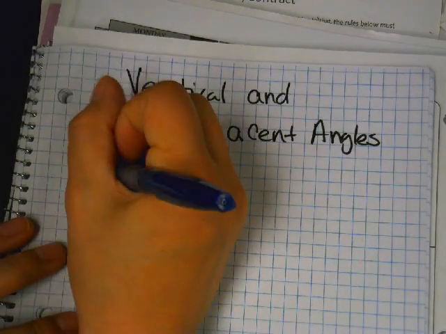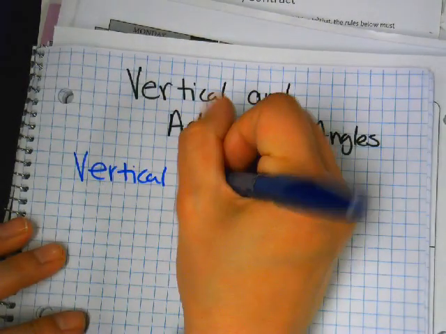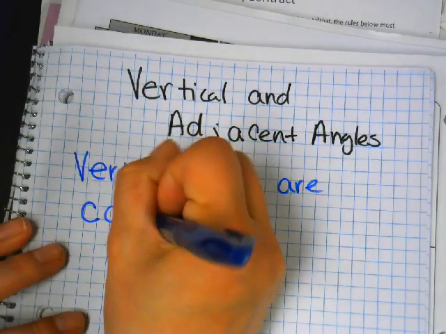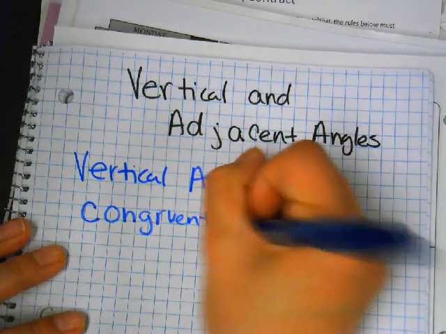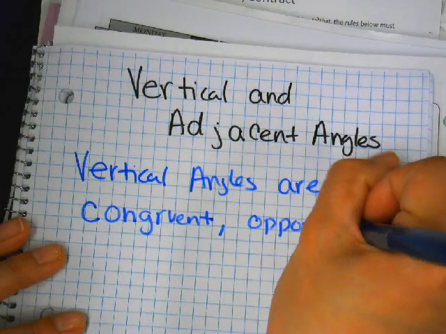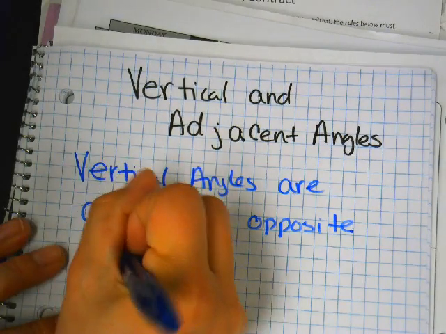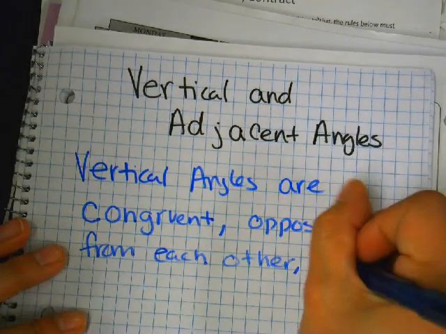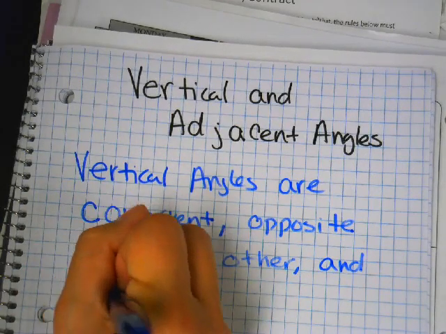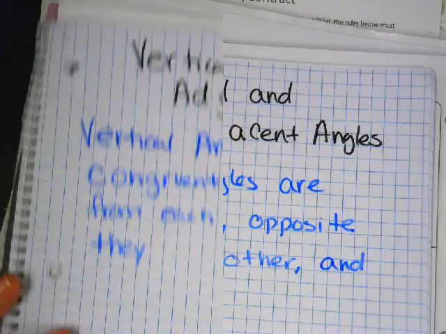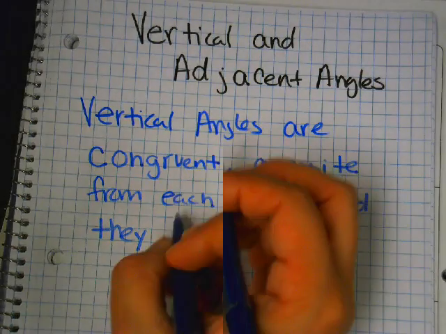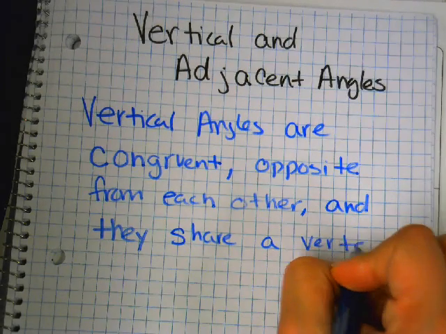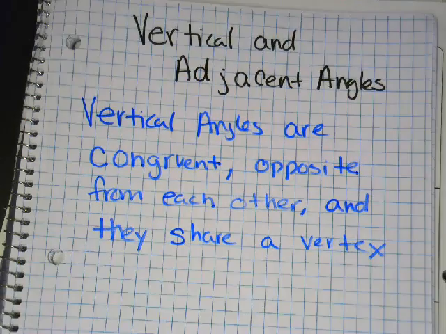So vertical angles are congruent, opposite from each other, and they share a vertex. All right, so there's a lot of things happening in this definition.